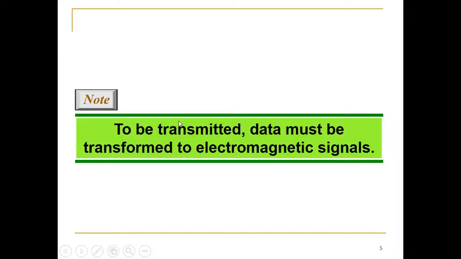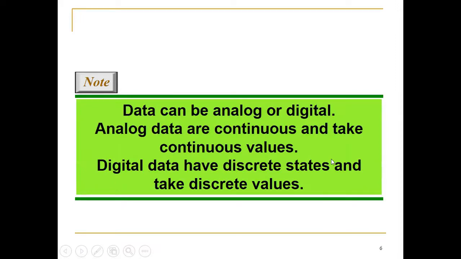So for notes, these are some of the things that you want to summarize it to. You can say for this to be transmitted, it must transform into electromagnetic signals. And data can either be analog or digital. When it's in analog form, it's continuous and takes up continuous values. But when it's in digital form, it takes up discrete states as well as discrete values.